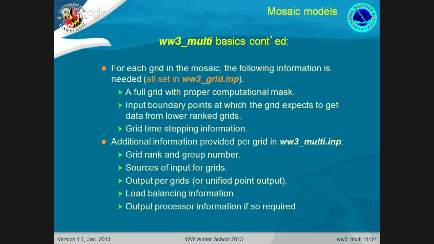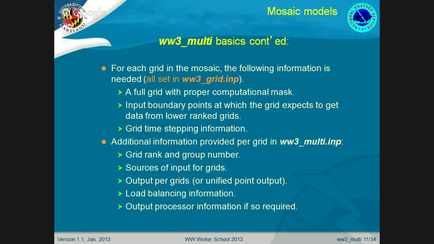you can provide load balancing information, and that's not done automatically. So you have to tell WaveWatch that the first grid is going to use 50% of the CPUs. The second grid is going to use 30% of the CPUs, and the last grid, maybe it's smaller, it's only using 20% of the CPUs. In that case, you'll have to be a bit careful.